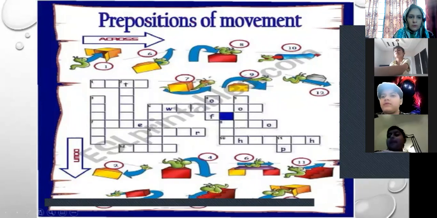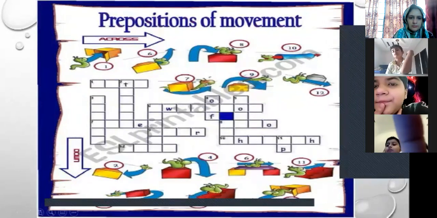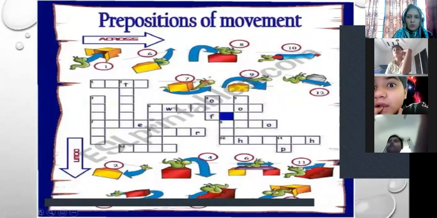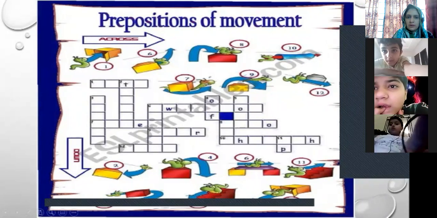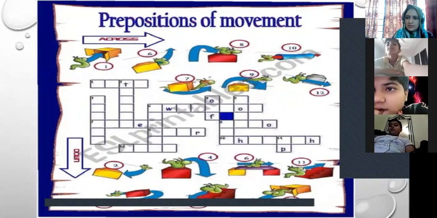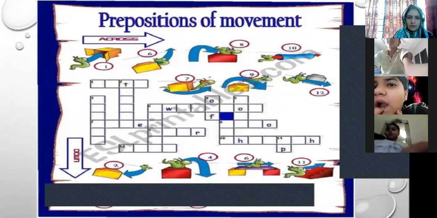Okay, so if we look at number 1, what is number 1 here? You have to fill up in across position. So what is number 1? Just wait a minute. Nobody will raise hand. I'll ask everybody. Yes, Ali Muhammad, you will tell me, beta, what is number 1 by looking at the picture.